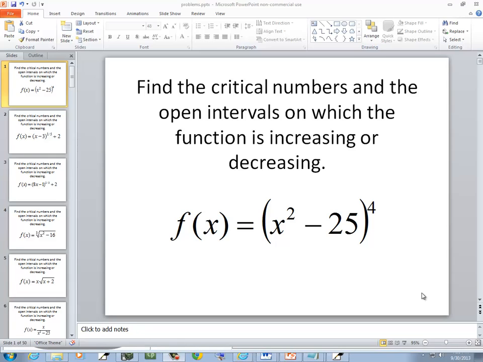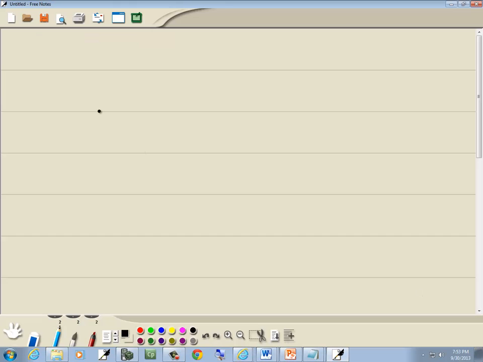In this problem, we want to find the critical numbers and open intervals in which the function is increasing or decreasing. We've got f of x is equal to x squared minus 25, all to the fourth power. Now our first step is to find the derivative.